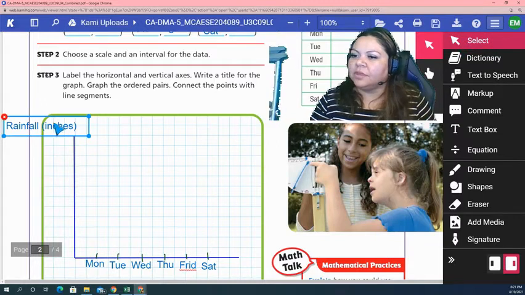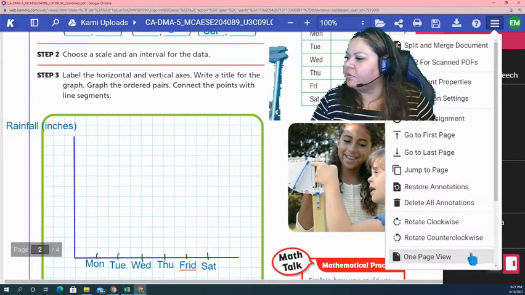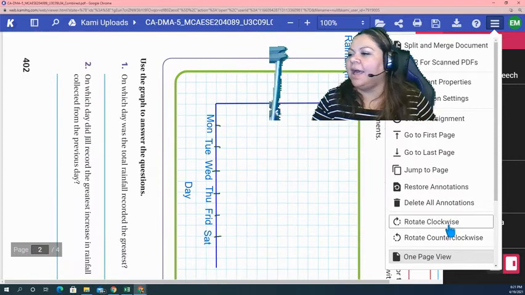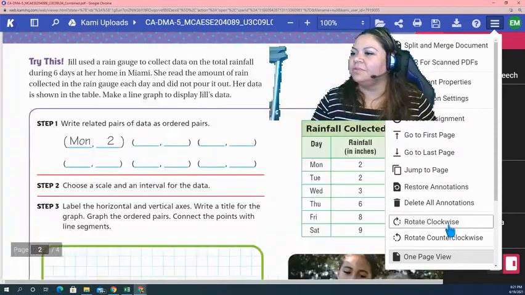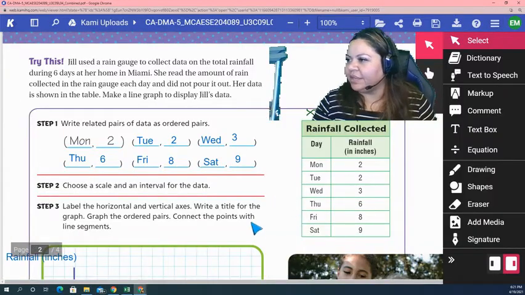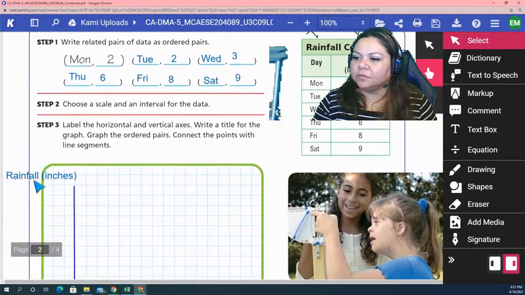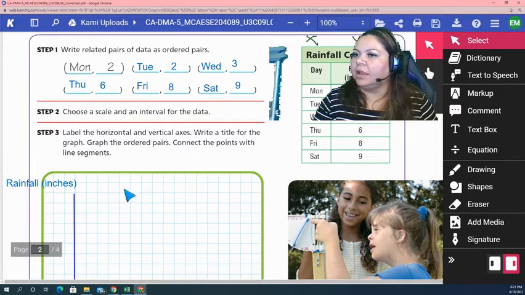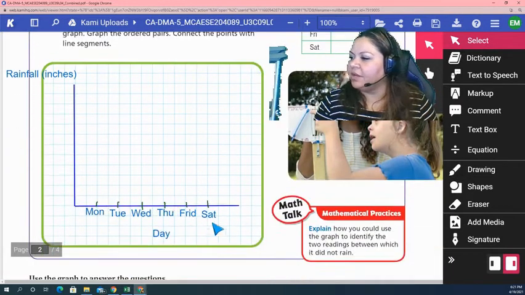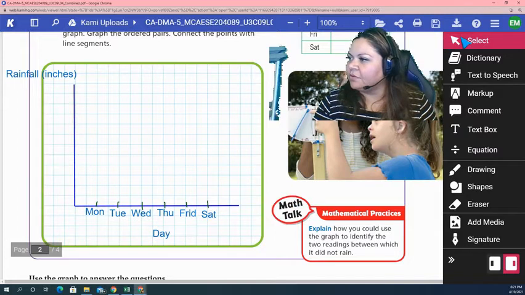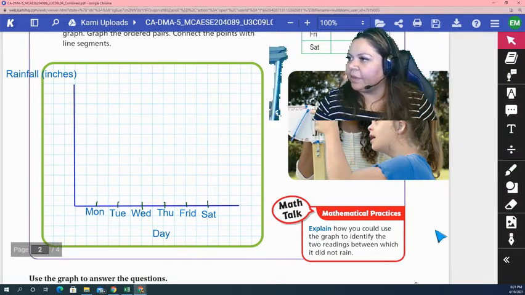Oh, there you go. I think I can do it here. Rotate clockwise. No, it moves the whole thing. Okay, all right. So I couldn't do it here. Like I said, if you guys know how to do it, share that with me, because Ms. Maldonado doesn't know how to do this in Cami.